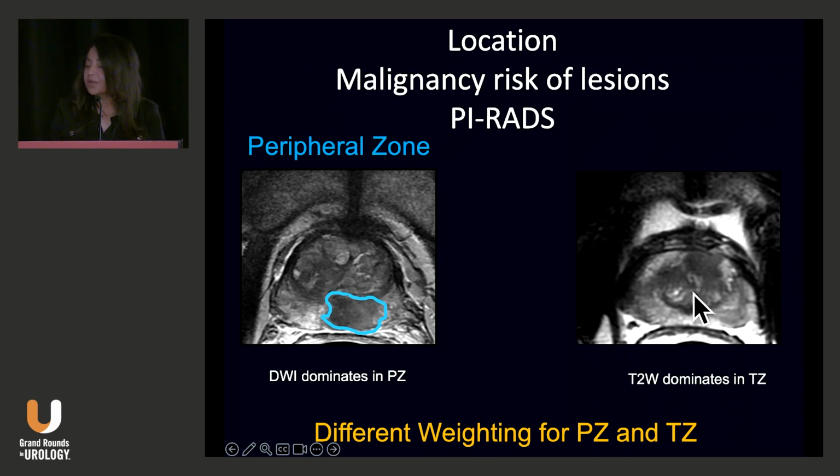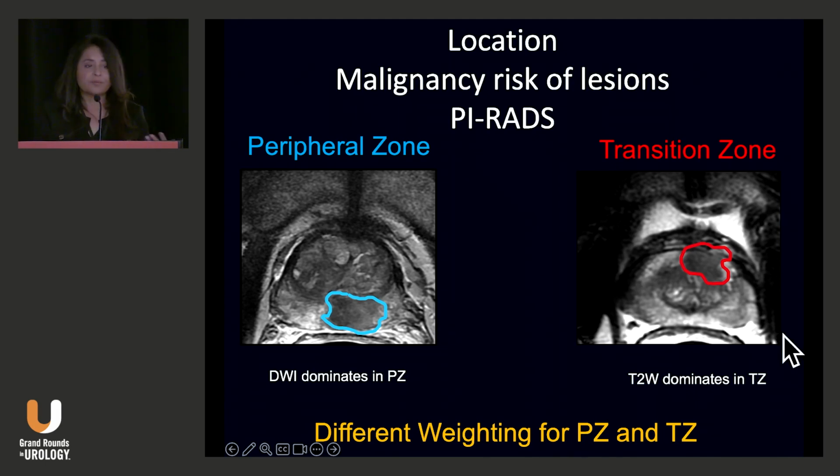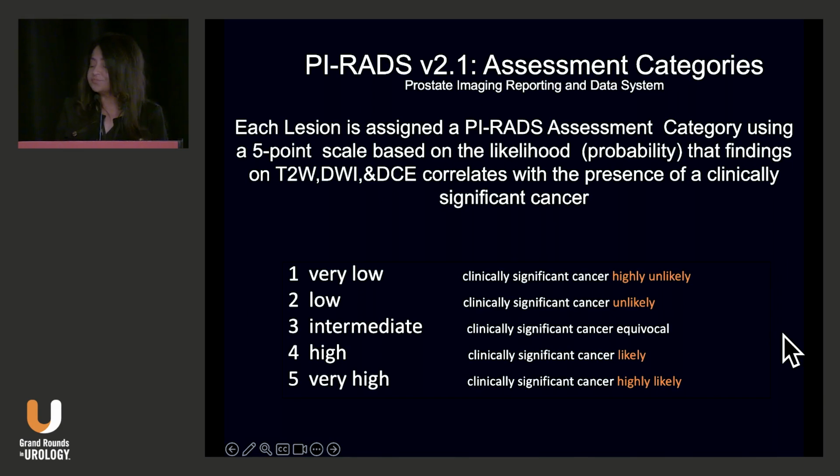And in the transition zone, the T2 weighted sequence will dominate. So here's a transition zone cancer. The T2 will be dominating here, as opposed to diffusion in the peripheral zone. Same cancer, it's just how we're going to describe it on PI-RADS.